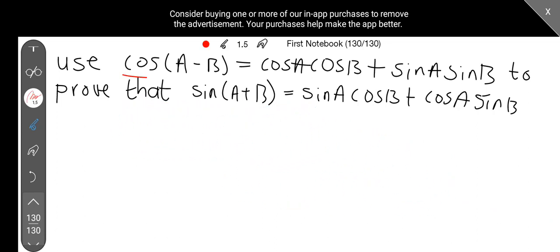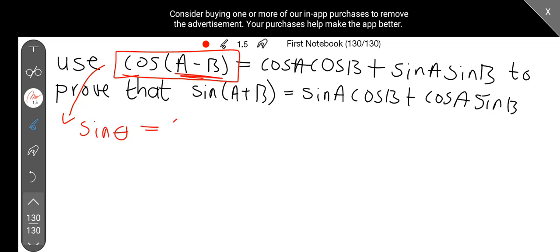We are given cos(A − B). How can we write sine in terms of cos(A − B)? I'm going to look for the cofunction of A − B. We can take A − B as θ, which means sin θ is equal to cos(90 − θ). Here we are looking for sin(A + B).